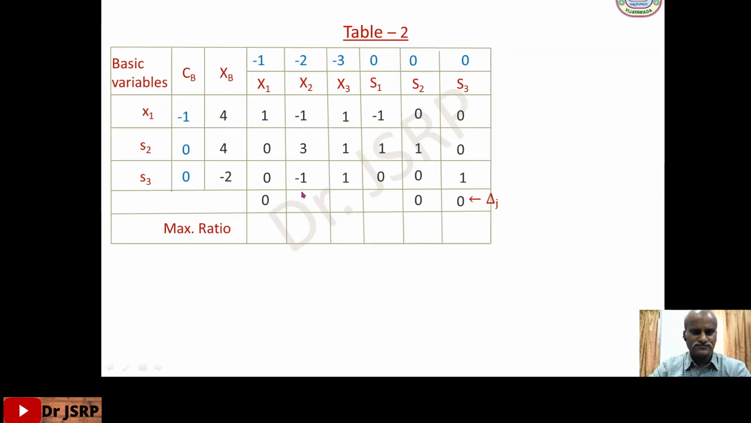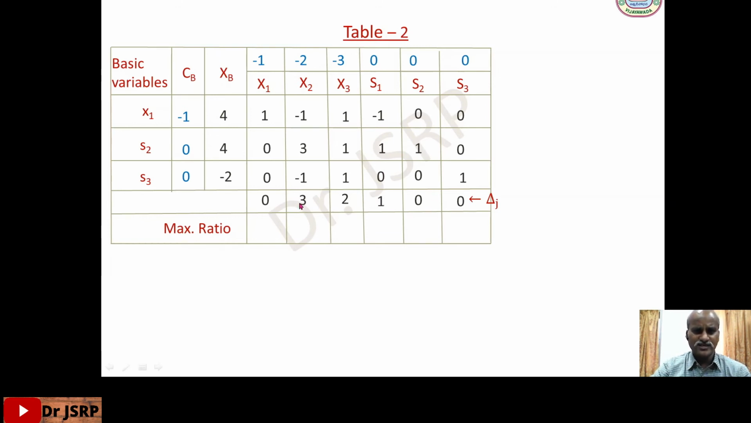Find the delta J values. Delta 2: CB into this column, minus this value. So minus 1 into minus 1, plus 1. 0 into 3, 0. 0 into minus 1, 0. So plus 1 minus or minus 2, plus 2, that is 3. Next, the delta 3 value: this value into this column. So minus 1 into 1, minus 1 plus 0 plus 0, that is minus 1 minus or minus 3, plus 3, that is 2. Next, minus 1 into minus 1 plus 1, 0, 0, minus 0. So 1. So these are the delta J values.